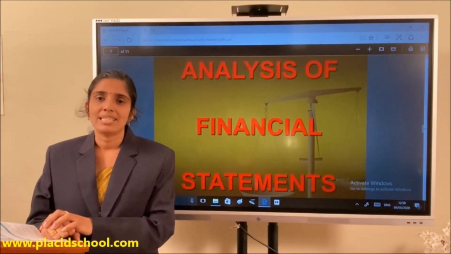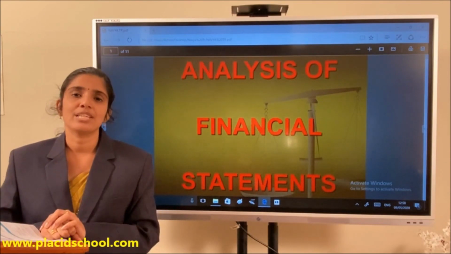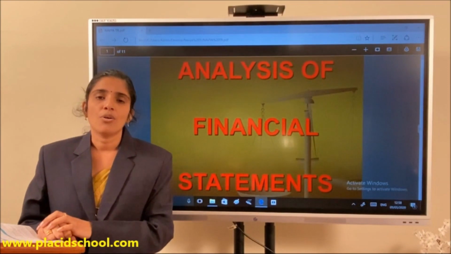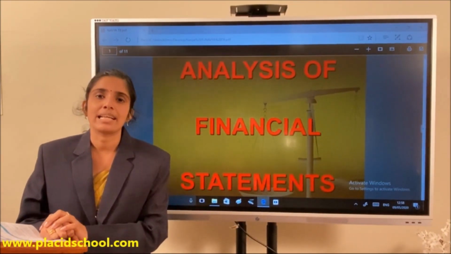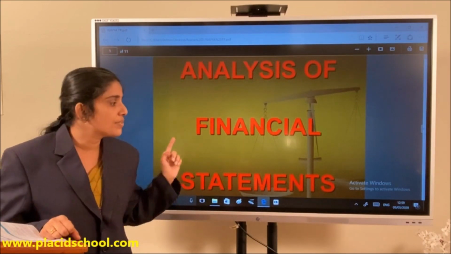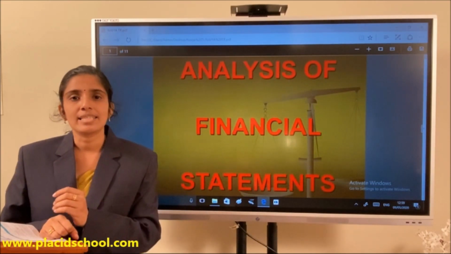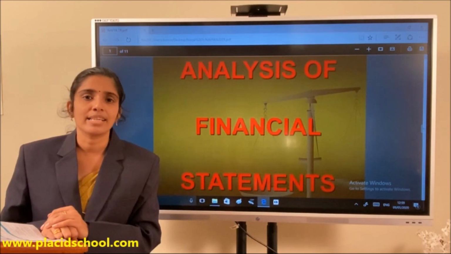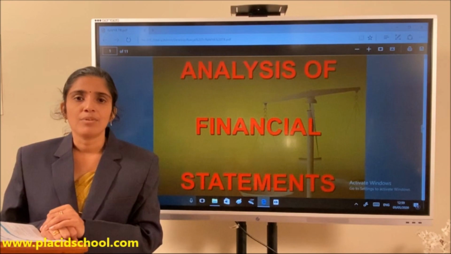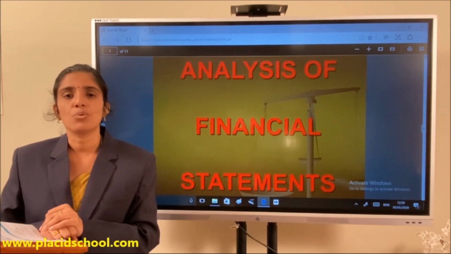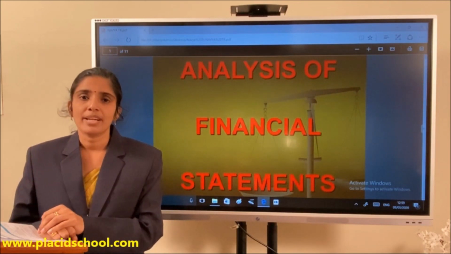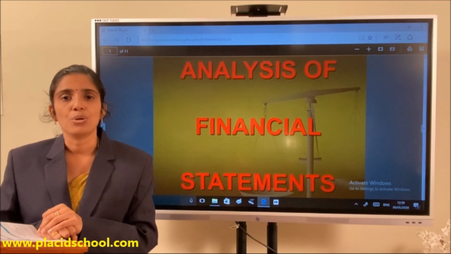Balance sheet means a statement which shows the financial position of the organization. Profit and loss account we prepare for calculating the exact profit or loss. That means analysis of this financial statement means analyzing the balance sheet or the profit and loss account. In the case of a company, we prepare one more statement, that is notes to accounts, where all the details or explanatory notes are written.